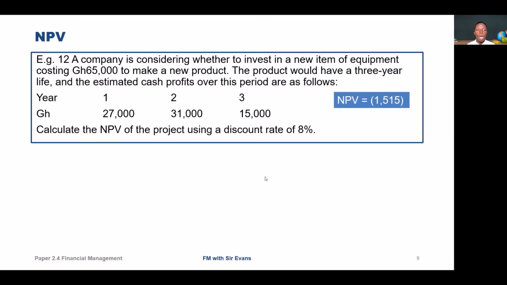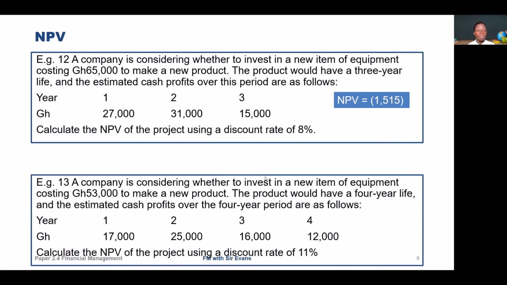At the end of the period, we sum the present value of the outflow, the year 1 inflow, year 2 inflow, and year 3 inflow, and that gives us an NPV of negative 1,515. So for this particular project, because it's giving us a negative NPV, the decision rule is not to accept this project.